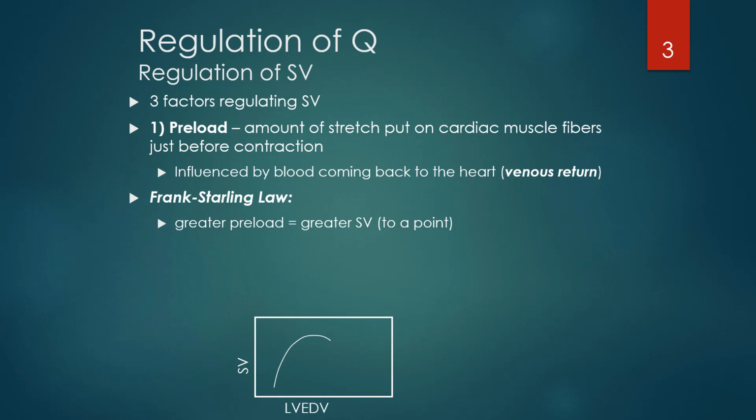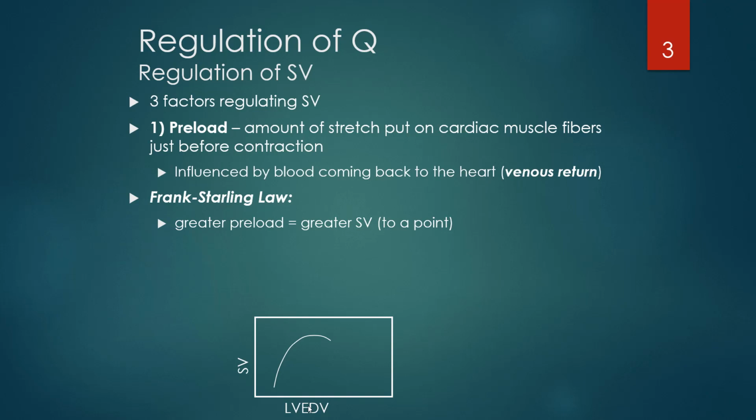So there's a law that describes the effect of preload on stroke volume, and it's called the Frank-Starling law. Sometimes it's called the Frank-Starling mechanism. But basically it says a greater preload leads to a greater stroke volume, at least up to a certain point. So this graph is commonly shown, and stroke volume is on the y-axis. We have left ventricular end diastolic volume on the x-axis, and I'll talk a little bit more about this volume in a moment.